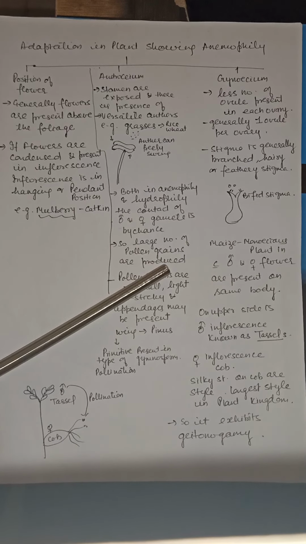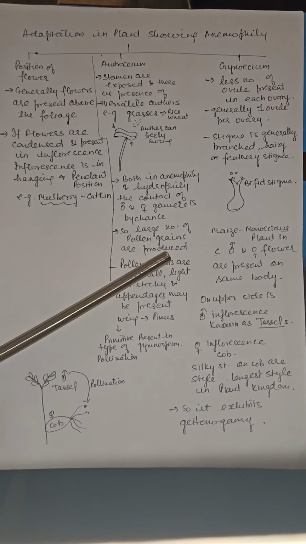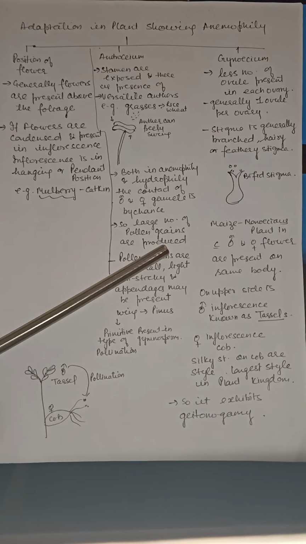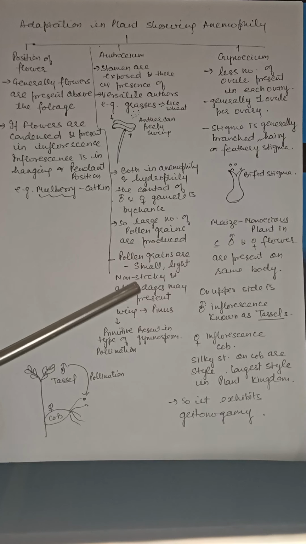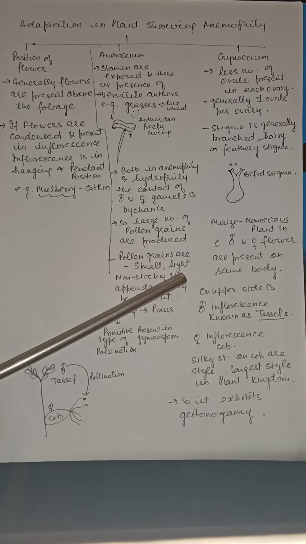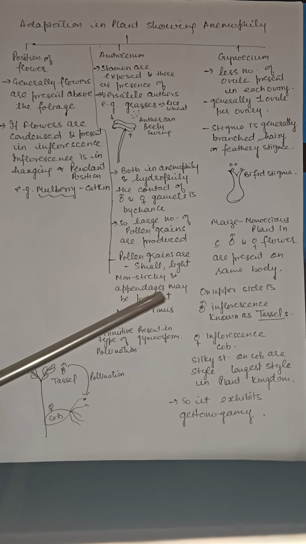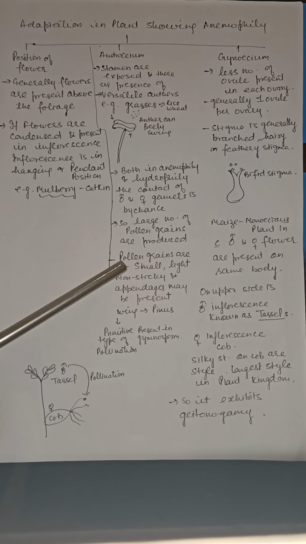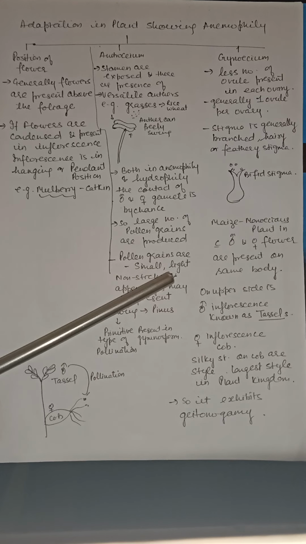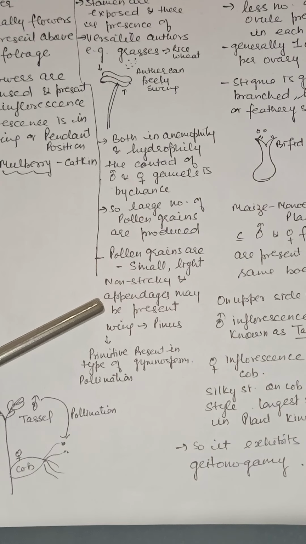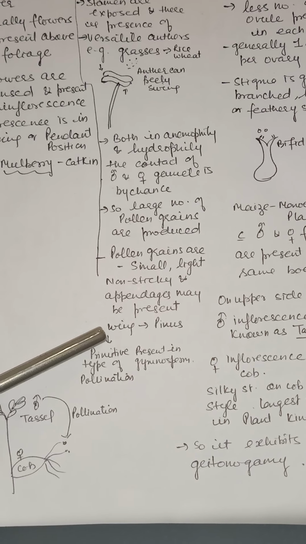In case of anemophilous flowers, the pollen grains are small in size, non-sticky and light in weight. Pollen grains are small, light and non-sticky in flowers which are pollinated by wind. And appendages may be present. This is written in NCERT, that in anemophilous flowers, pollen grains are small, light, non-sticky. It is not written in NCERT that they may have appendages like wings.